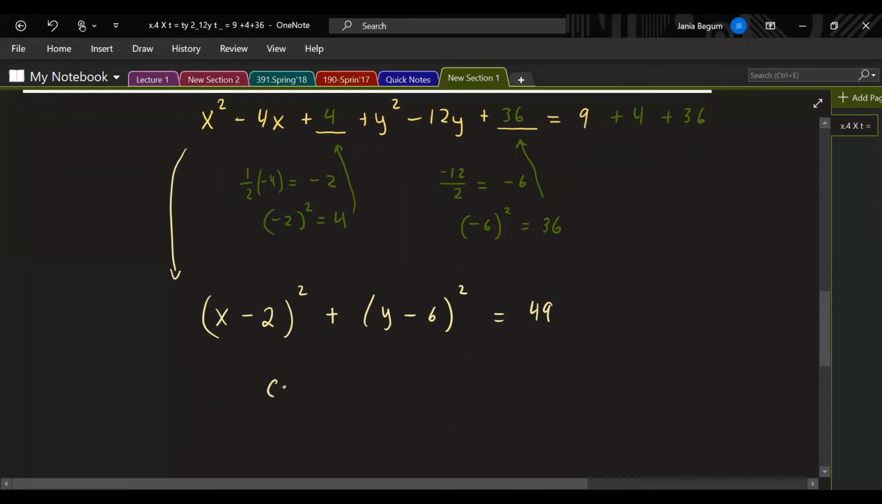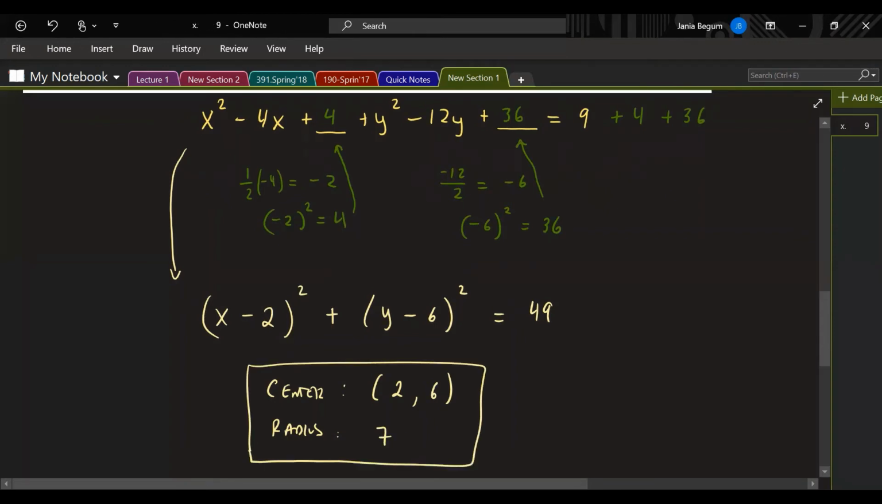From here, we can identify the center and the radius. The center would be x coordinate 2 and y coordinate 6. And the radius would be the square root of 49, which is 7. So that's how you find the center and the radius by using the method of completing the square.